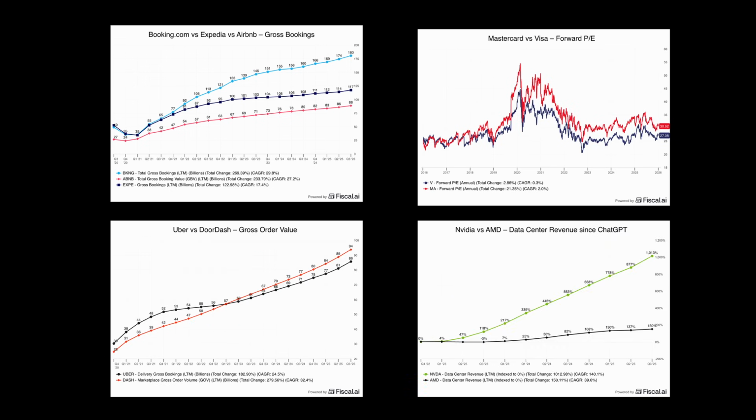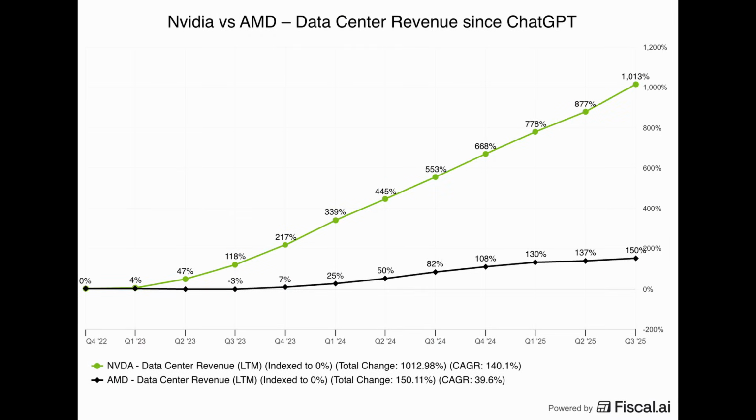Again, for the sake of time, here are a few examples of the powerful visuals that we were able to create, demonstrating the analytical capability of the charting tab. I'd like to emphasize the last one here, showcasing AMD and NVIDIA's data center revenues ever since ChatGPT came out, and this is indexed to 0, showcasing just how significantly NVIDIA has outpaced AMD over this period.